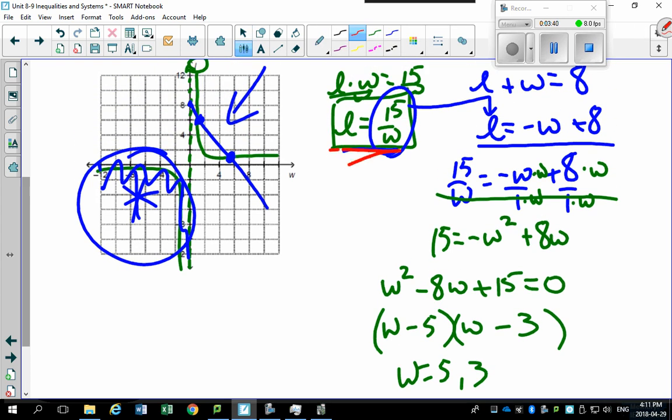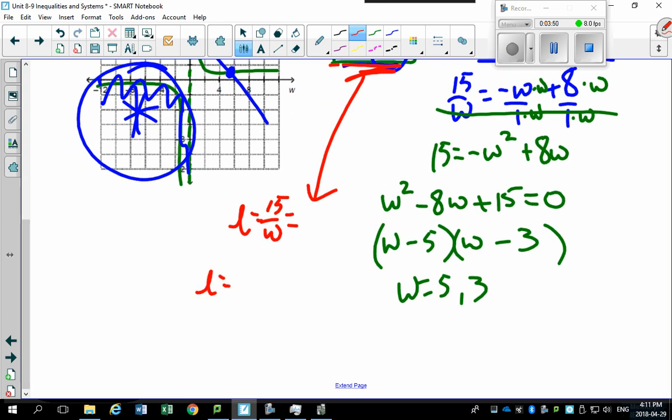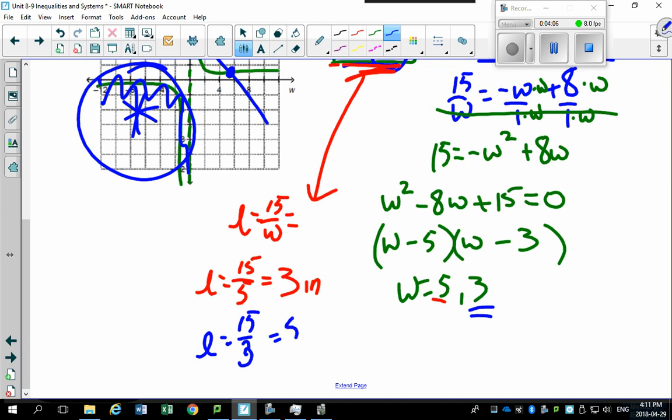And here's the length formula right there. Length equals 15 over W. Well, let's try each one of them. Length is 15 over, let's try 5. Well, the length would be 3. Oh, that's interesting. That'd be 3 inches. Or we can try the other one, which would be length equals 15 over the second value, which is 3, which works out to be 5 inches. So which one do you choose? Well, guess what? Length could be either 3 or 5 inches.